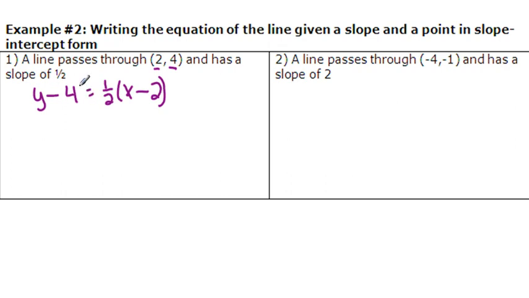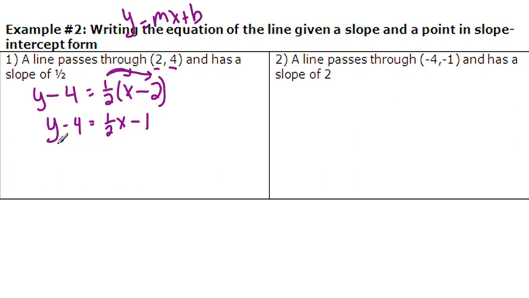Now that I have this, what I'm going to do to get it into slope-intercept form is solve for y. Remember, slope-intercept form is y equals mx plus b. So I have to get the y alone. Before I can move the 4 over, I have to get rid of the parentheses. So I distribute the 1/2. So I have y minus 4 equals 1/2 x. 1/2 times -2 is -1, so minus 1.